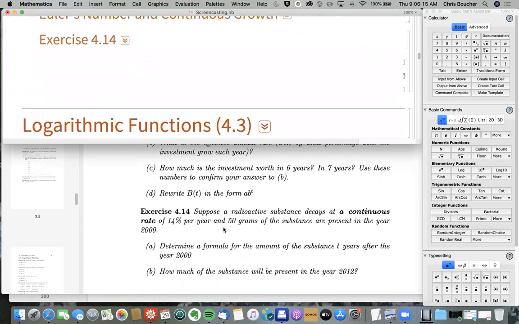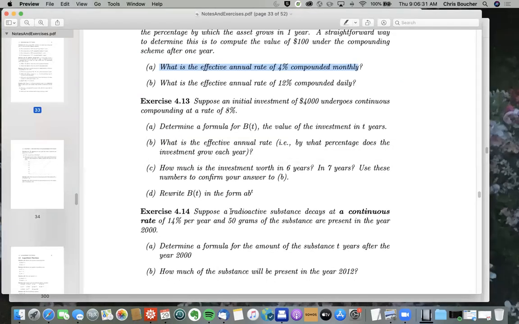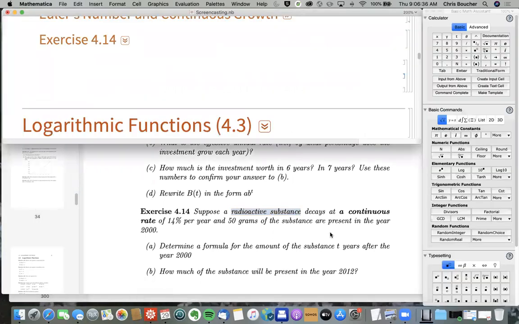I will talk more about modeling with exponential and logarithmic functions in the next section. I think it's section 4.4 that we'll talk about next week. But we've done a little bit of modeling in the previous screencast, and one scenario we considered was the decay of a radioactive substance, right? So various chemicals exhibit this phenomenon.